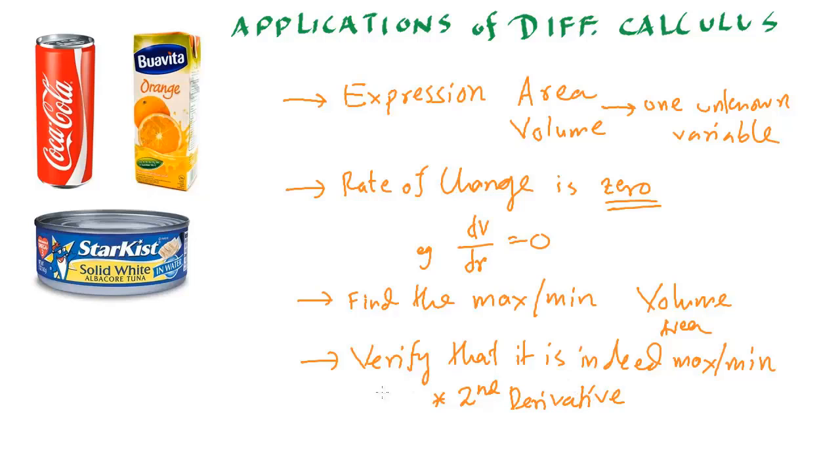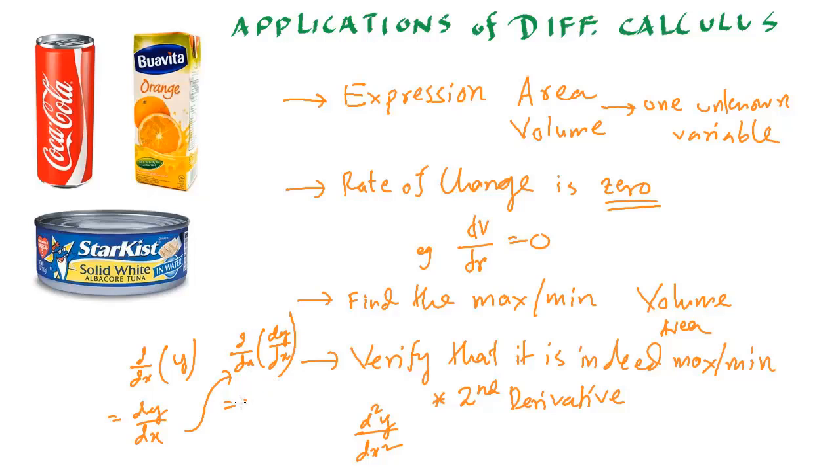The second derivative of y is d2y by dx squared. That means if you take the derivative of y, you get dy by dx, known as the first derivative. Now if you take this again and do another derivative, that means d by dx of dy by dx, that is the second derivative. We write it as d2y by dx squared.